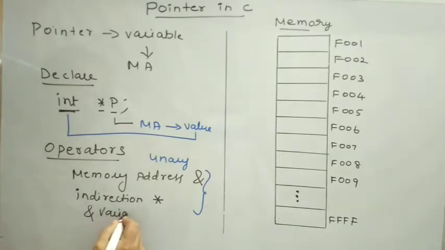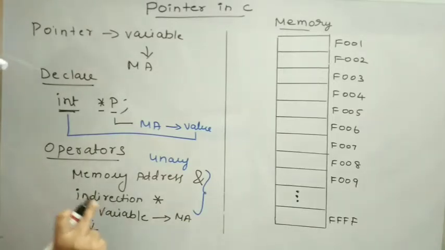For example, if I use the memory address operator, it can be attached to a variable. So what does it return? The memory address operator is going to return the memory address of this variable. If I use the indirection operator, it can be attached to a pointer variable.